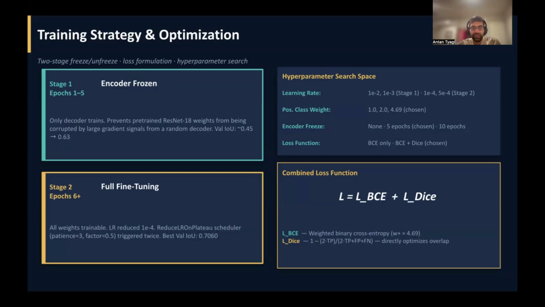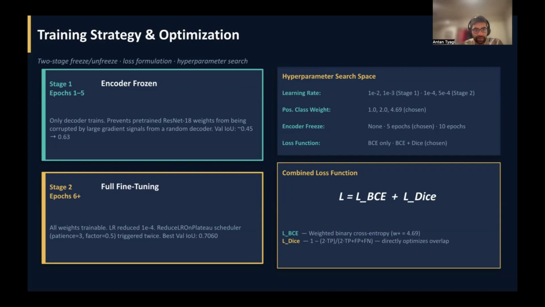The intersection over union value moves from 0.45 to 0.63, which is quite a good jump on the training path. The hyperparameter search space explores our learning rate, class weight, encoder freeze based on the number of epochs, and the loss function. Stage 2, which we go into after epoch 6, is the full fine-tuning.